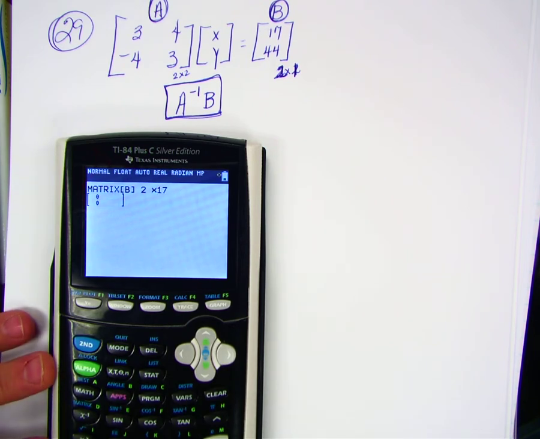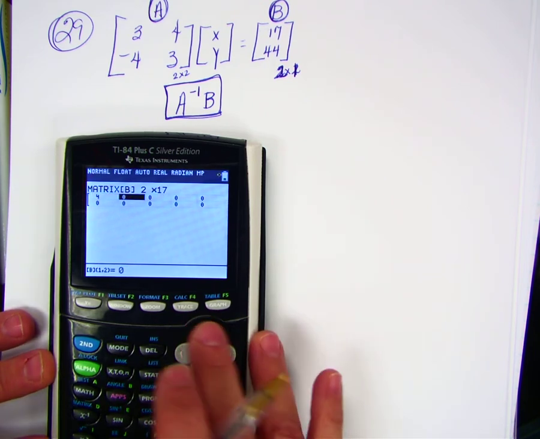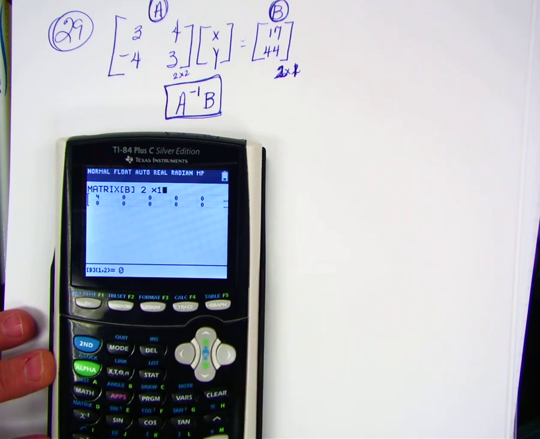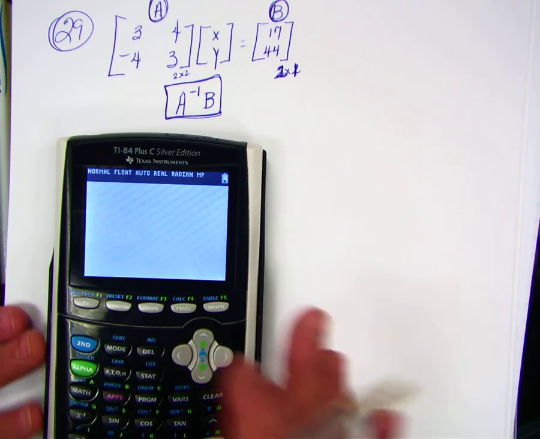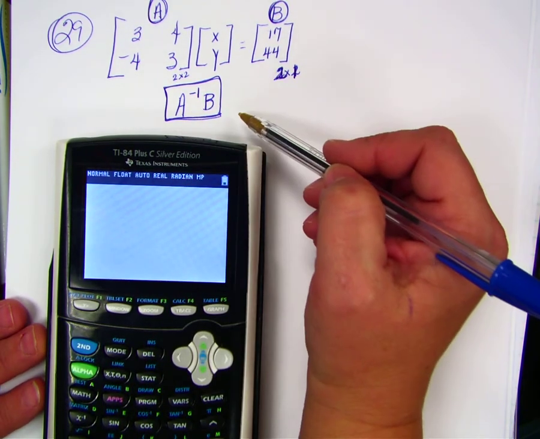So 17 and 44. Oh, Lisa. Goodness gracious. It didn't like that, did it? Delete, delete, delete. 1. There we go. So 17, 44. Quit that. And now we're ready to do our A inverse B.